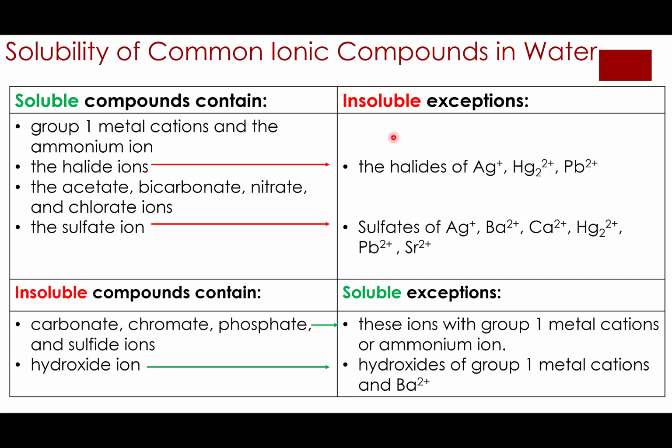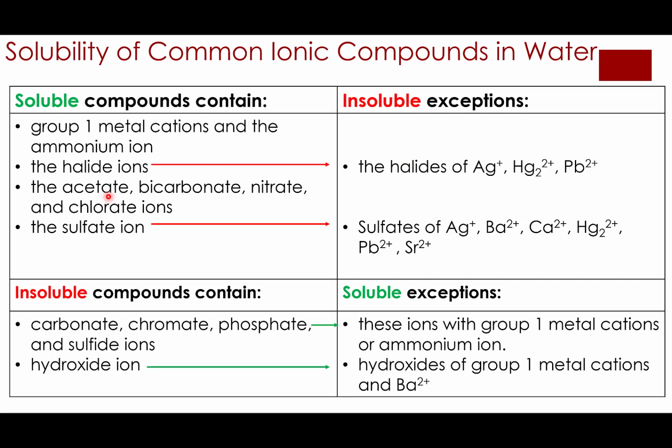insoluble. So for example, if we had silver chloride, that would be insoluble. If we had mercury chloride, that would be insoluble. Or if we had lead chloride, that would be insoluble. Anything else attached to chlorine will be soluble. So pick any other metal in the periodic table and attach it to chlorine, that will be a soluble compound. But if it is one of these 3 attached to the halides, that makes it insoluble.